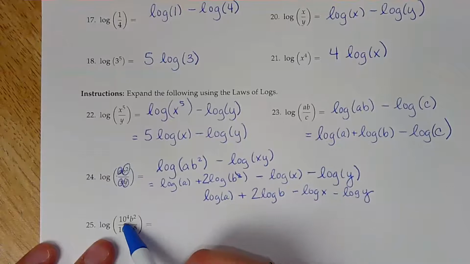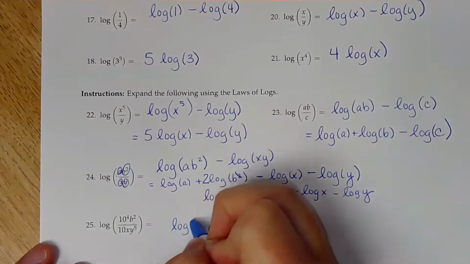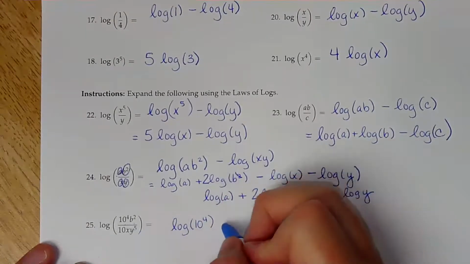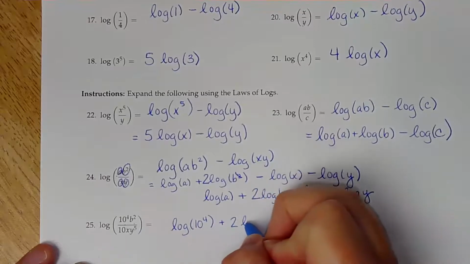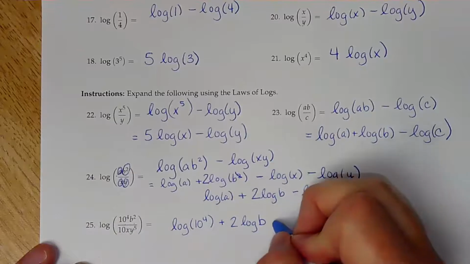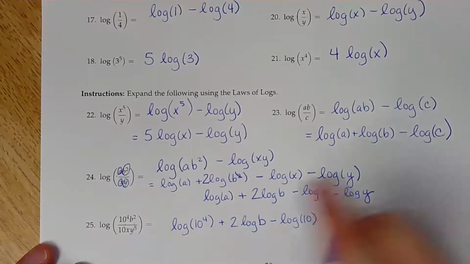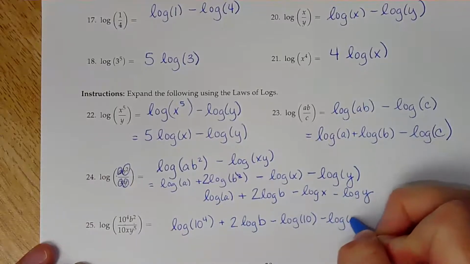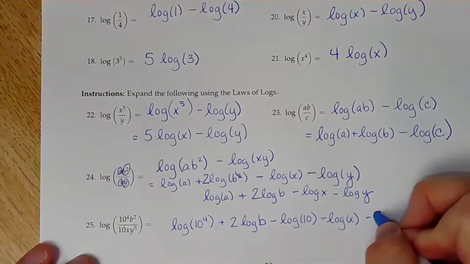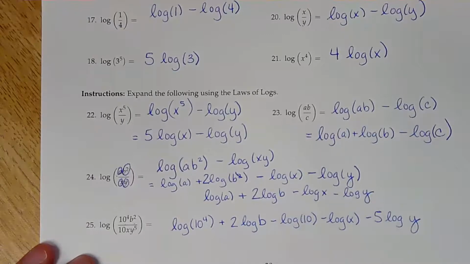So I see a 10 to the 4th and a b squared in the top. So that looks to me like I have log of 10 to the 4th. And then b squared, so plus 2 log b. And then in the denominator, I see that 10. So I'll say minus the log of 10. And I see the x by itself, so minus that log of x. Then also in the denominator, I have this y to the 5th. So minus 5 log y. And then there's still a little bit more I can do here.